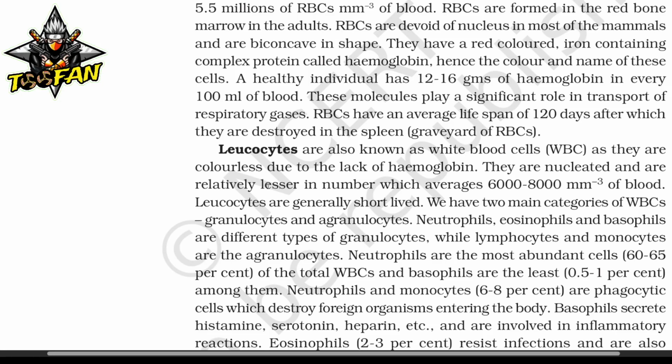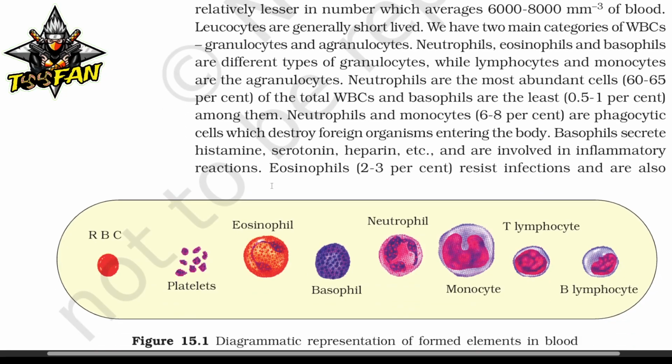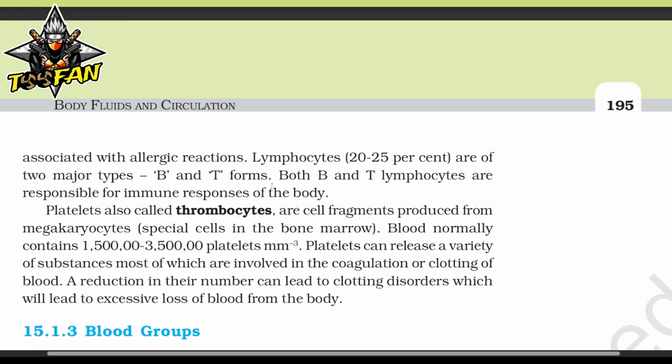Neutrophils are the most abundant cells, 60 to 65% of the total WBC, and basophils are the least, 0.5 to 1% among them. Neutrophils and monocytes (6 to 8%) are phagocytic cells which destroy foreign substances entering the body. Basophils secrete histamine, serotonin, heparin, etc. and are involved in inflammatory reaction. Eosinophils (2 to 3%) resist infection and are also associated with allergic reaction. Lymphocytes (20 to 25%) are of two major types, B and T forms. Both B and T lymphocytes are responsible for immune response of the body.